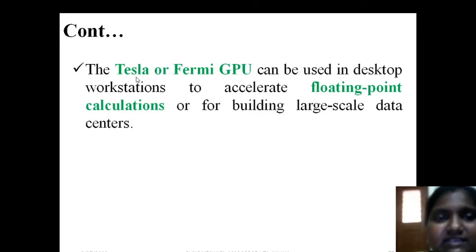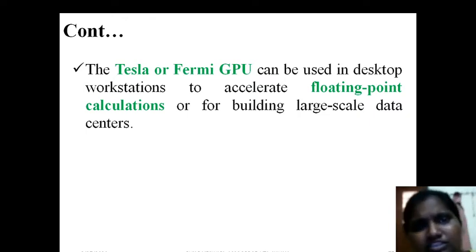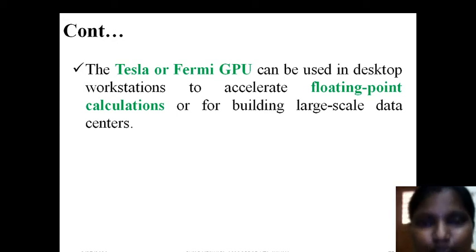So what is the main theme of the Tesla or Fermi GPU? To accelerate, meaning improve, floating point calculations, along with building large scale data centers. If you are able to perform more operations, you can build a large data center by which we can store more data and process more data. Data centers are nothing but a collection of servers.